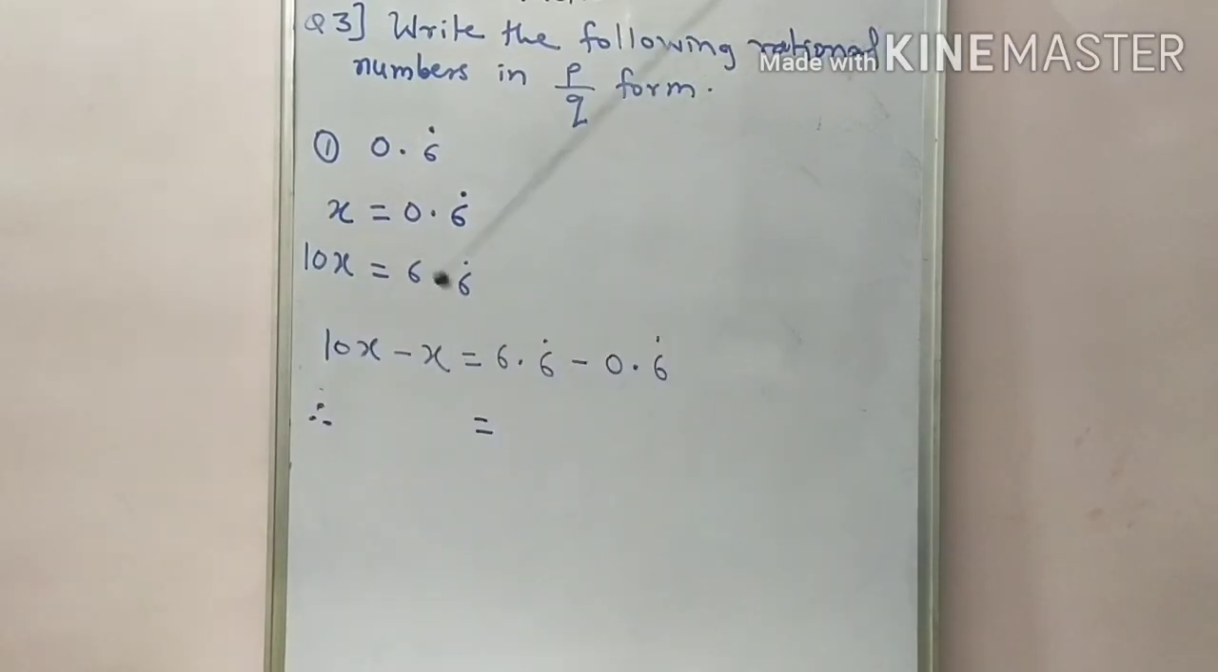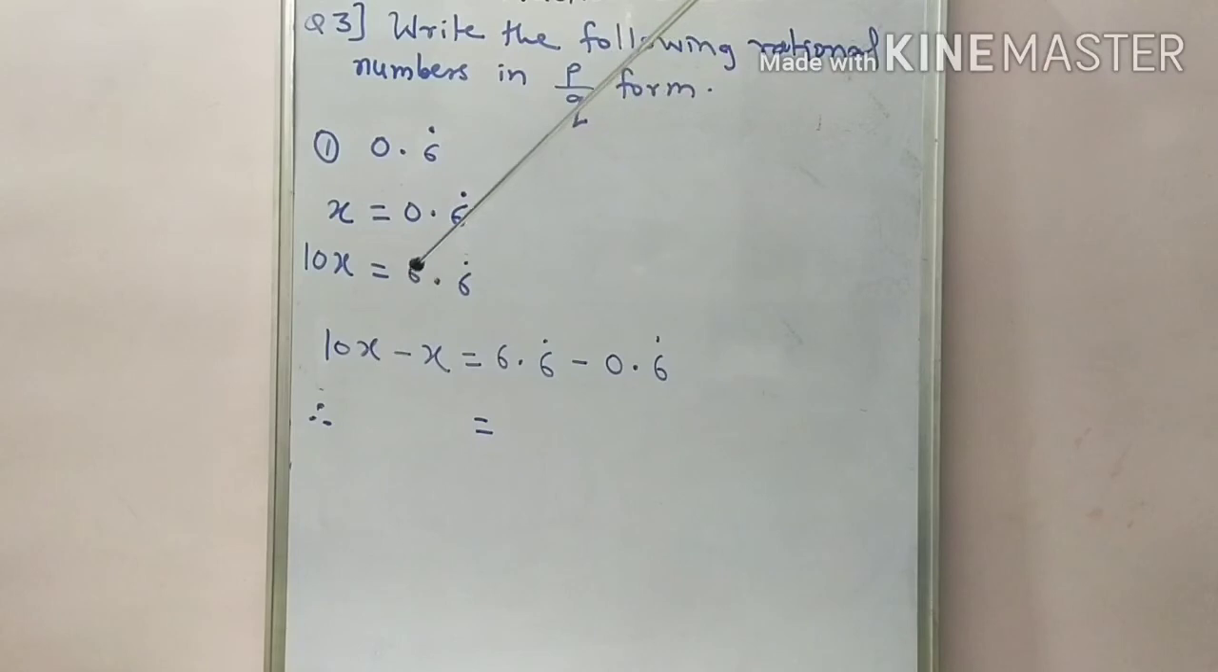Then the next step is to do subtraction. Multiply by 10, and you get the new number: 10x equal to 6.6 recurring. Do the subtraction like this: 10x minus x. On the right hand side you get 6.6 recurring minus 0.6 recurring. So what happens here, students? As you do this subtraction, you get the answer 9x.